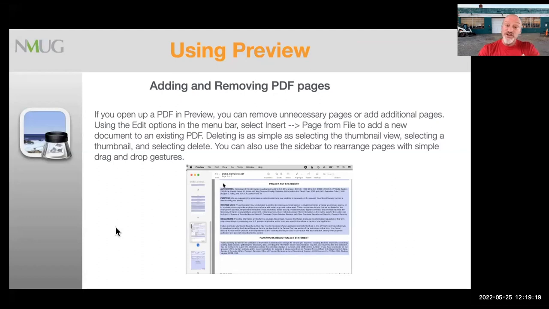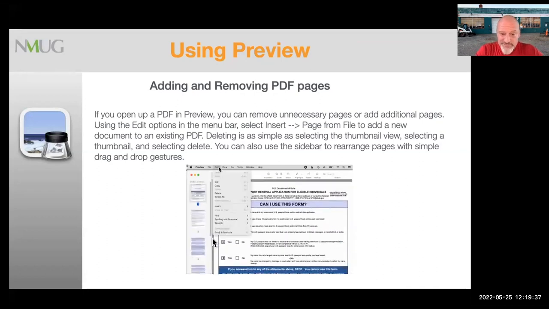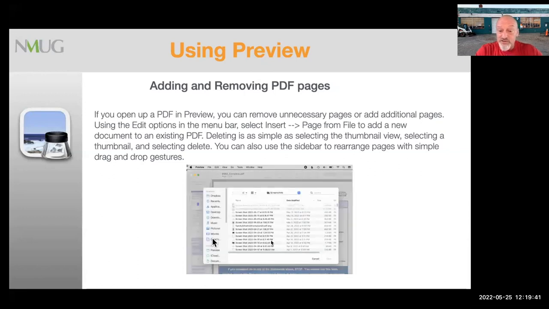Or you can open two PDFs. If you have a big enough screen where you can see two PDFs in the window, you can drag one thumbnail over to the other thumbnail bar and insert a page that way. You can click on a Preview icon and you can rearrange PDFs. So you'll see here, if I want to insert a page from a file, it'll let me choose another PDF.